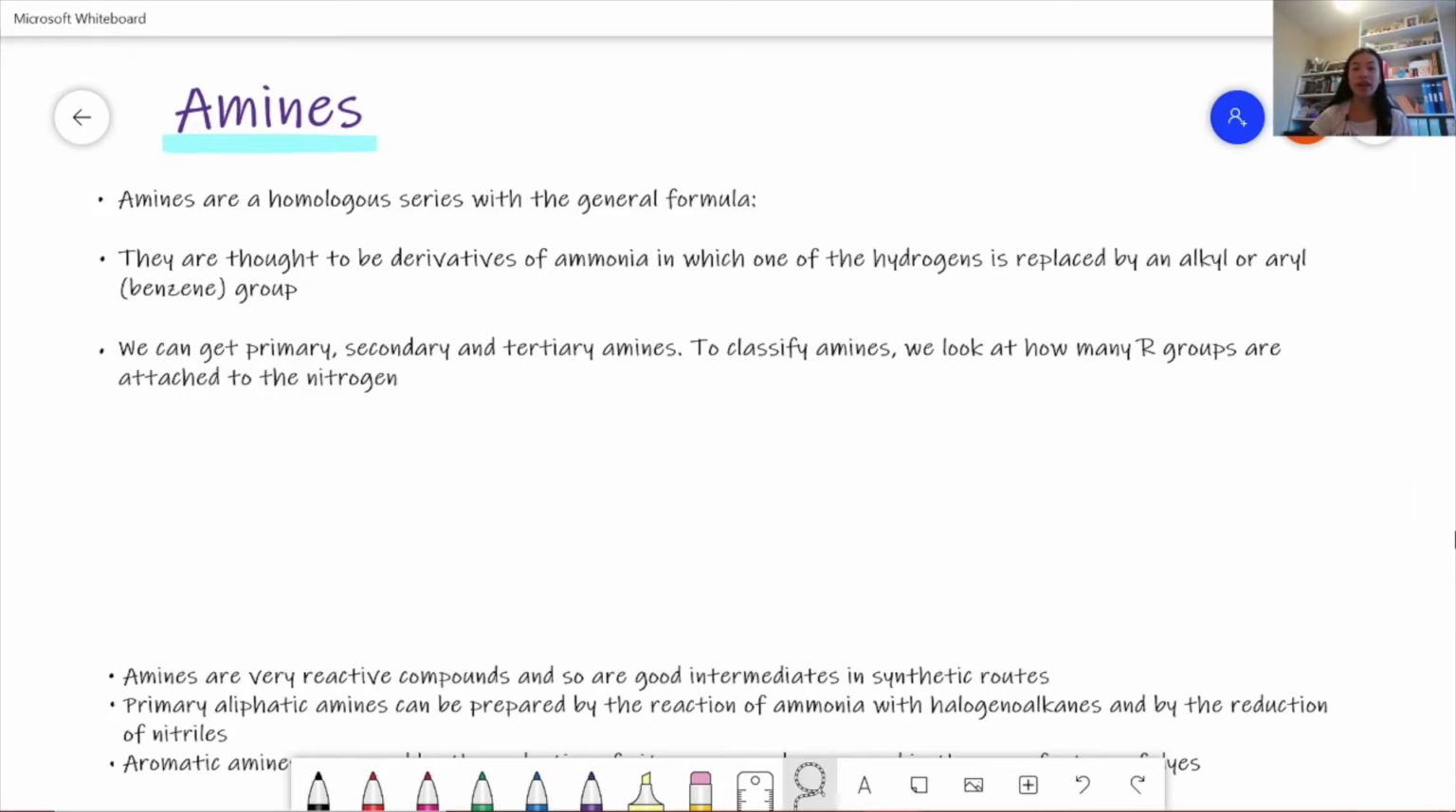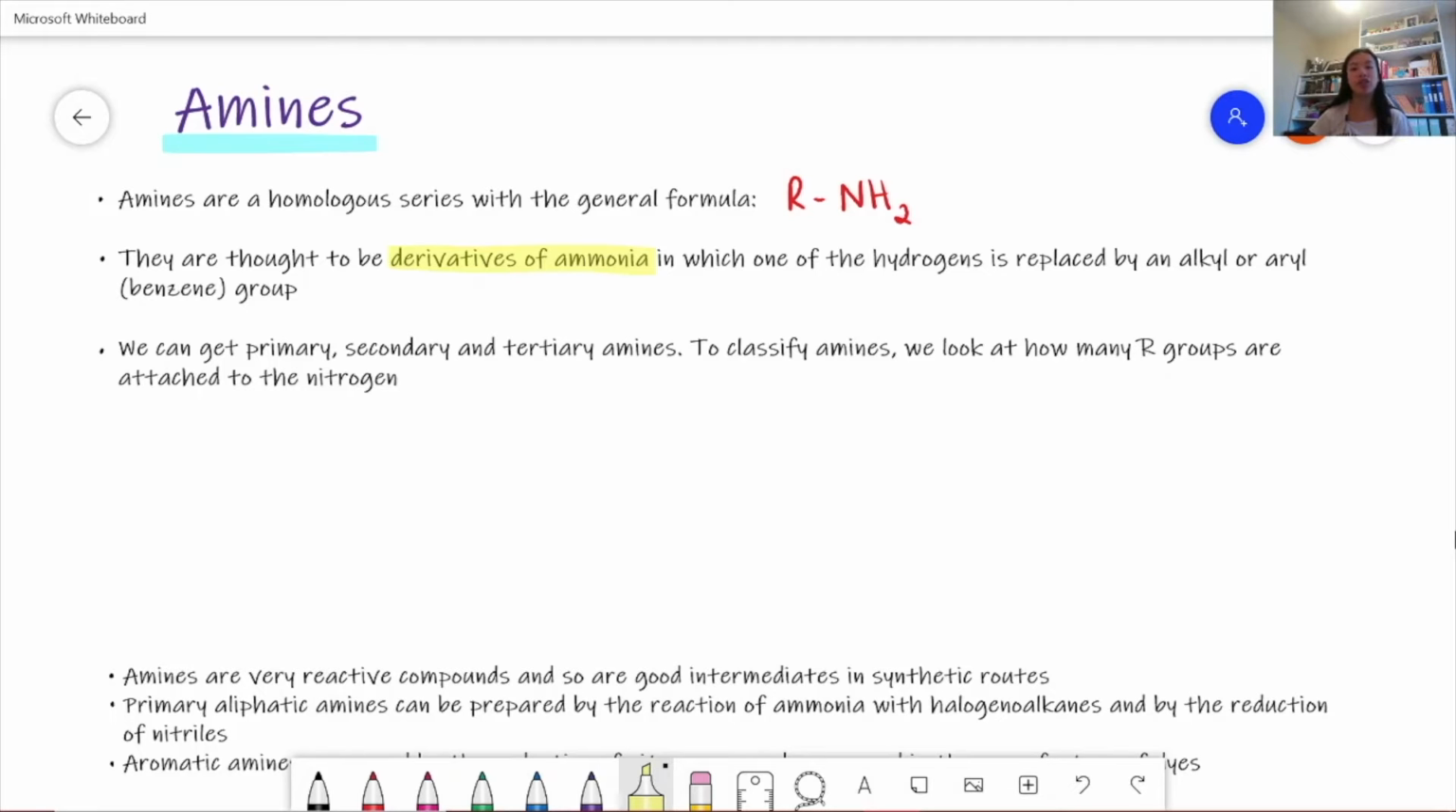Now we're going to have a look at amines. So amines are another homologous series and they have the general formula of R and then NH2. So R is an alkyl group and then we have NH2. And they are thought to be derivatives of ammonia, just meaning that they've been made basically from ammonia. And what's different is that one of the hydrogens is replaced by an alkyl or an aryl, which is a benzene group. And we can get primary, secondary, and tertiary amines.